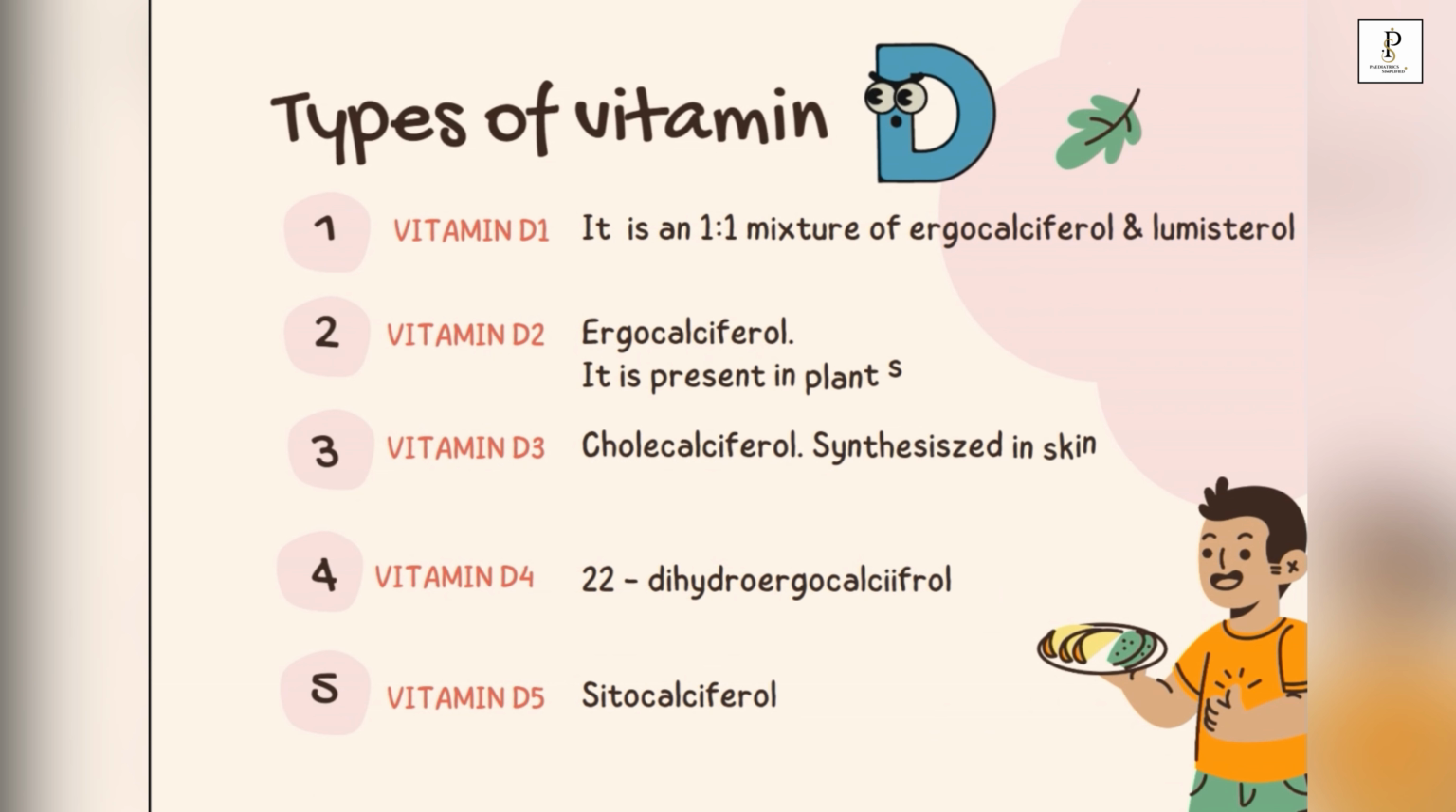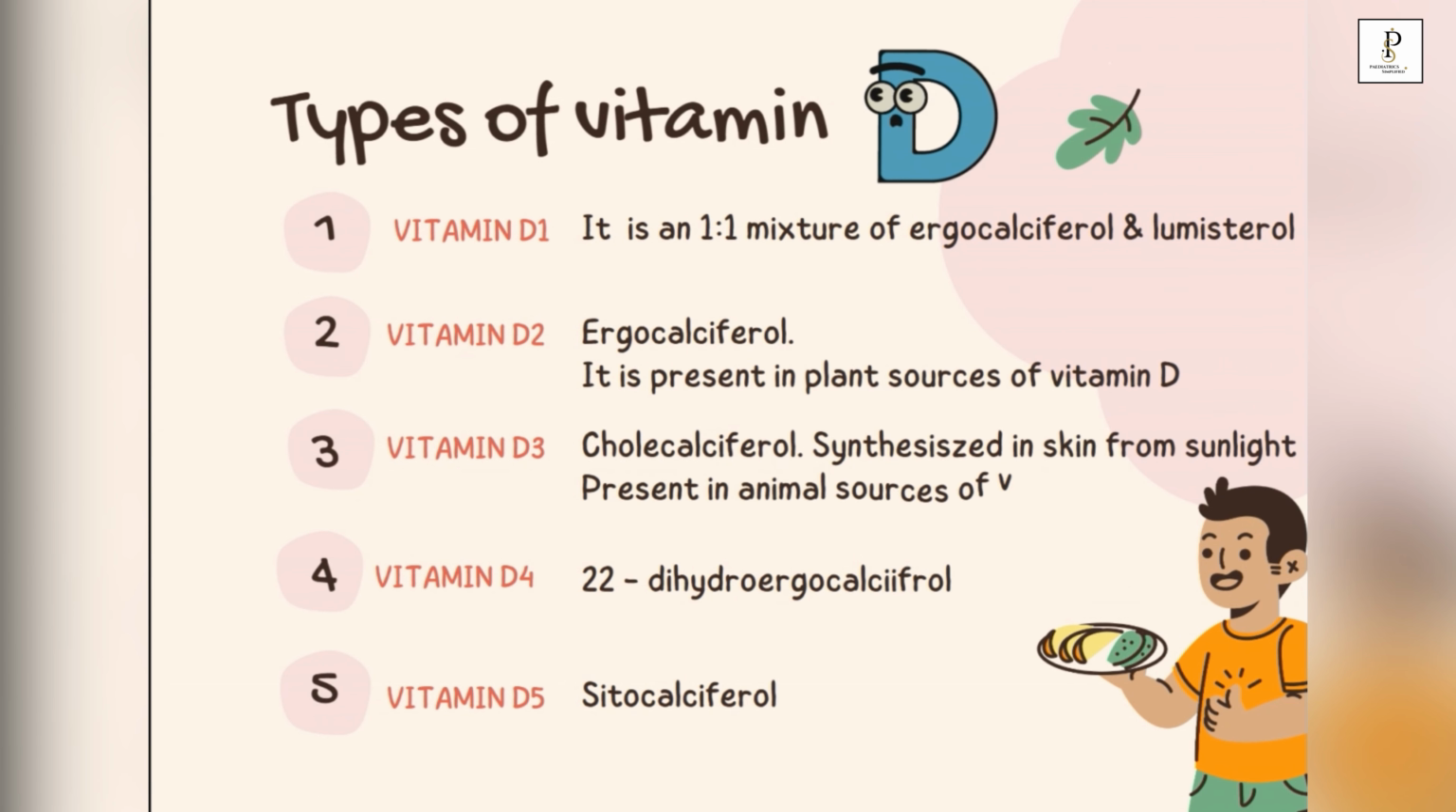What are the types of vitamin D? Medical professionals usually know two types of vitamin D, vitamin D2 and D3. But actually there are 5 types of vitamin D based on chemical structure. Vitamin D1 is a 1:1 mixture of ergocalciferol and lumisterol. Vitamin D2 is ergocalciferol. Vitamin D2 or ergocalciferol is present in plant sources of food and fungal sources of food also. Vitamin D3 is cholecalciferol. Cholecalciferol is present in animal sources of food and it is synthesized in the skin from sunlight.